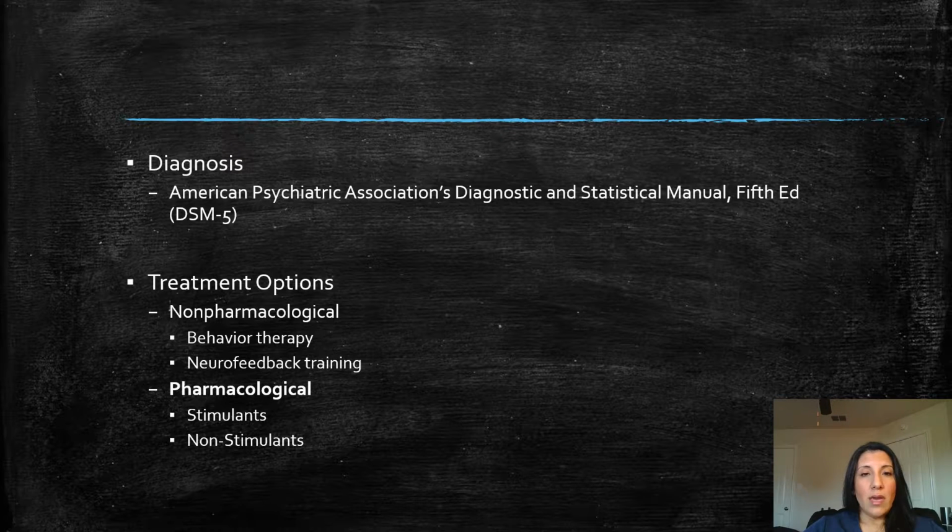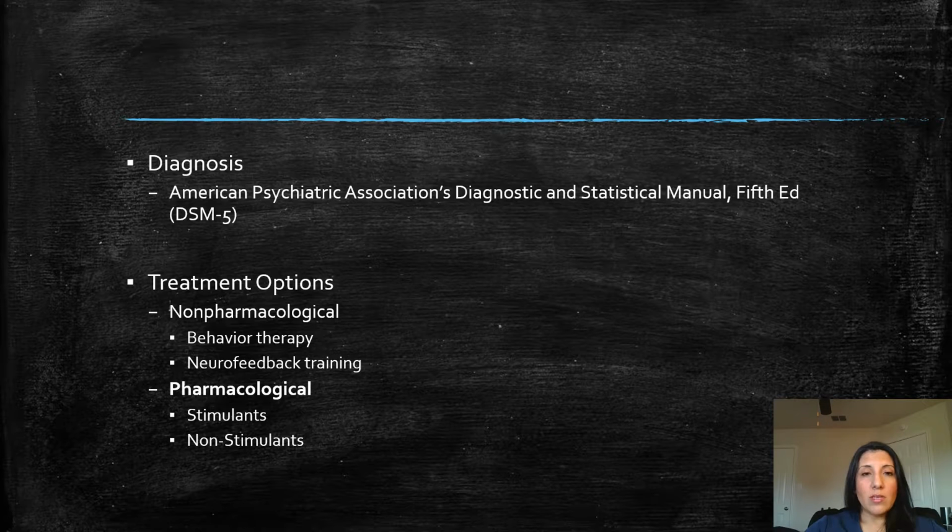Only a physician can diagnose someone with ADHD, whether it's a primary care doctor, a psychologist, or a psychiatrist. And that is based on the age group and the suspected symptoms. So that way they do meet some type of criteria, which is often used through the American Psychiatric Association's Diagnostic and Statistical Manual, the 5th edition.